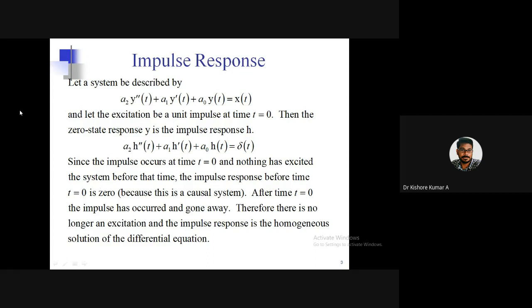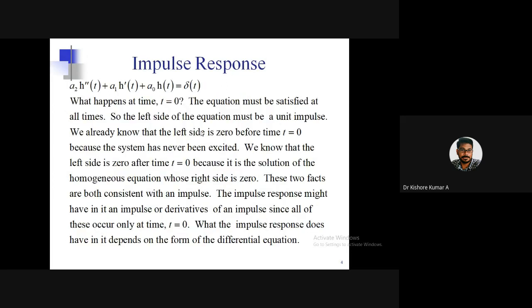So the impulse occurs at time t is equal to 0 and nothing has excited the system before that time. That is the meaning. Therefore the impulse response is 0 before time t is equal to 0. Especially this is for a causal system, right? After time t is equal to 0, the impulse has occurred and gone by, so there is no longer a particular excitation, and the impulse response is the homogeneous solution of the differential equation.